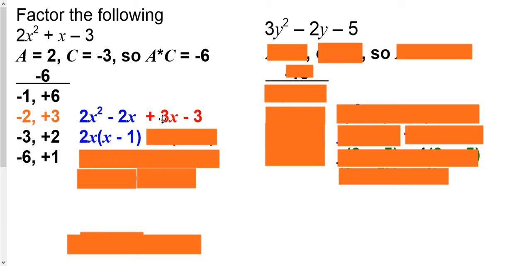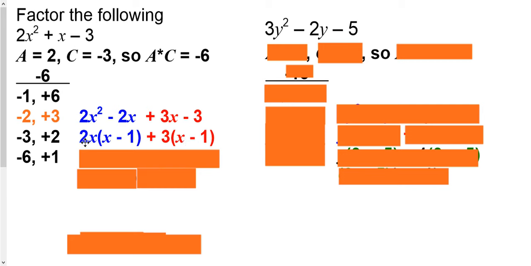I want to do the same idea for the red. What can I pull out of the red? Well, I'm going to pull out a plus 3, or positive 3. Make sure you put positive 3. What are you going to be left with in parentheses? And it's an x plus 1. You know you're on the right track if both parentheses end up being the same.